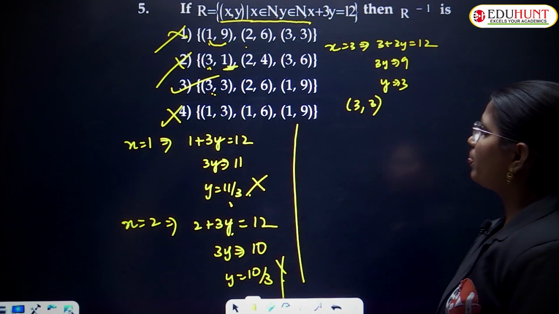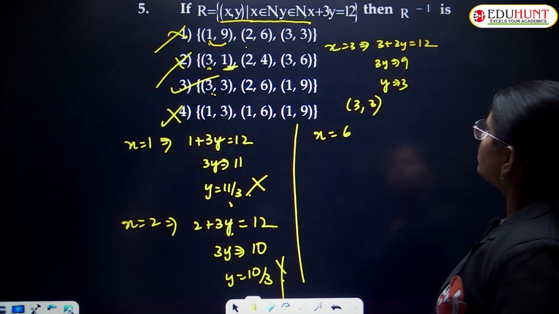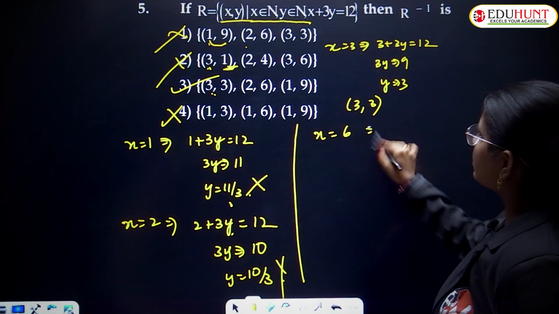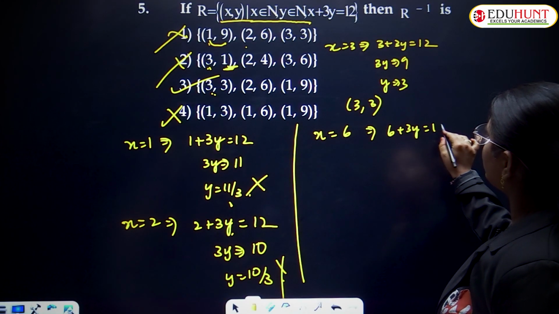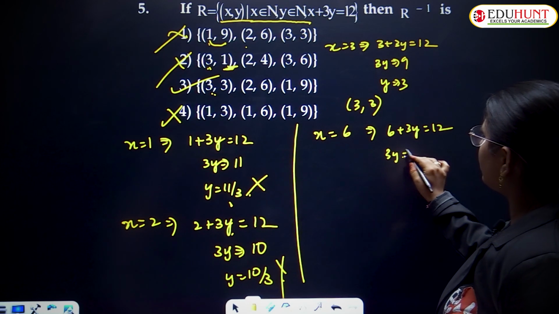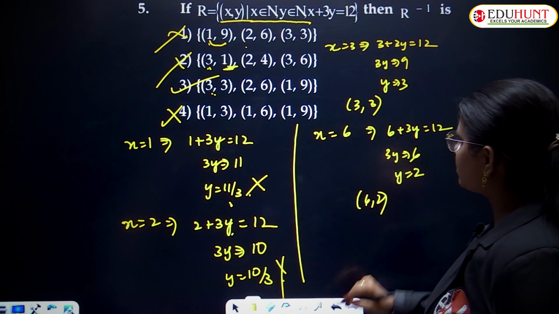Okay, so next we'll put x is equal to 6. So what is the value of y when x is equal to 6? 6 plus 3y is equal to 12. 3y is equal to 6, y is equal to 2. So here you got (6, 2).